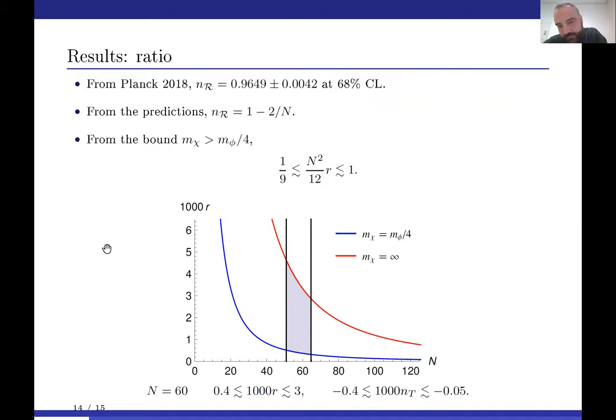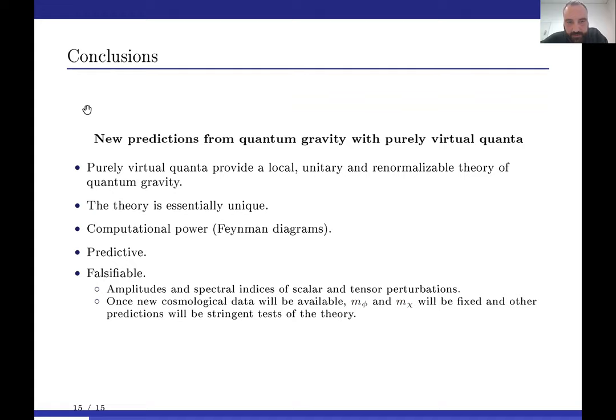So to conclude, thanks to this new idea of purely virtual quanta, we can provide a local, unitary, and renormalizable theory of gravity. This theory is essentially unique. It has a very strong computational power, because there's not much more effort with respect to the standard model computations or any local field theory.